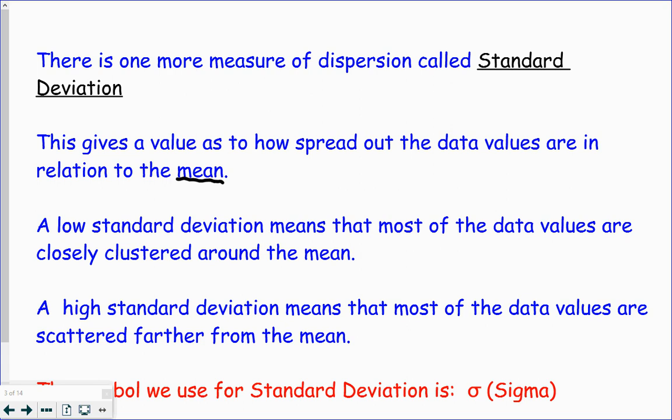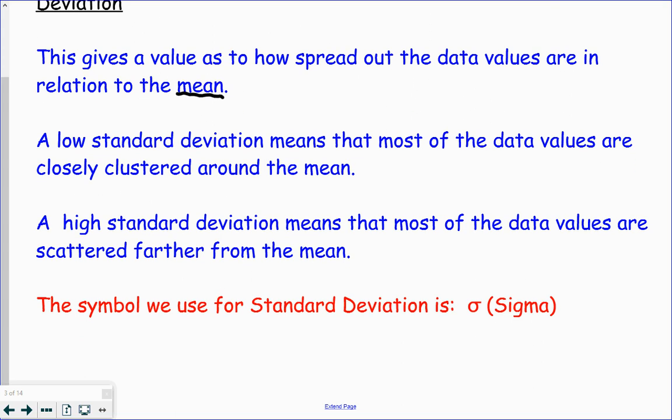Okay. A low standard deviation means that most of the data values are closely clustered around the mean. A high standard deviation means that most of the data values are scattered farther from the mean. This is the symbol we use for standard deviation. It's called sigma. So it's like the letter O with an extra stick on the top.